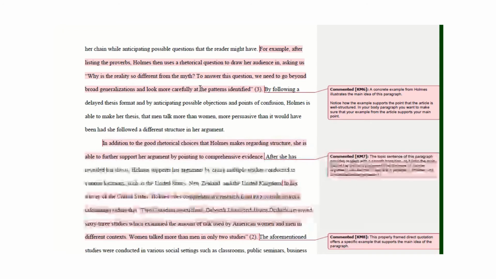So she's following a delayed thesis format, and the student explains that the way that she's writing this is she's actually anticipating that students are going to be confused or have objections. So that's why she's saying we need to go deeper. So Holmes is able to make her thesis more persuasive because she has a clear structure.